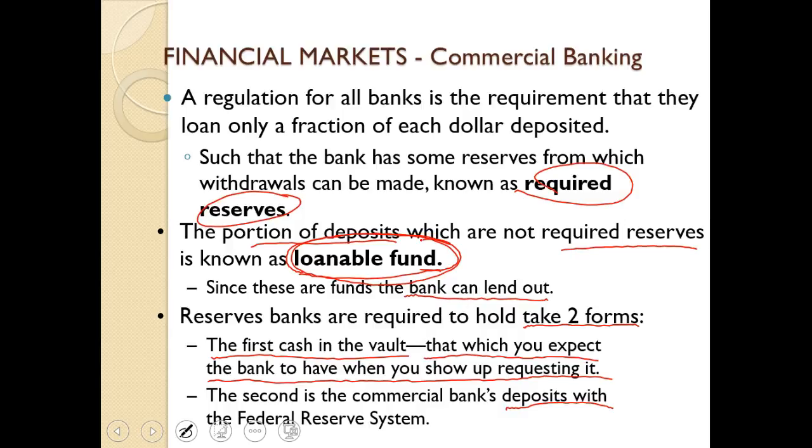So these required reserves that banks are required to hold, they can hold in two different forms. The first one is cash in the vault. So every good bank is going to keep cash in its vault. Why? Because you have to keep your customers happy. You have to keep your depositors happy.